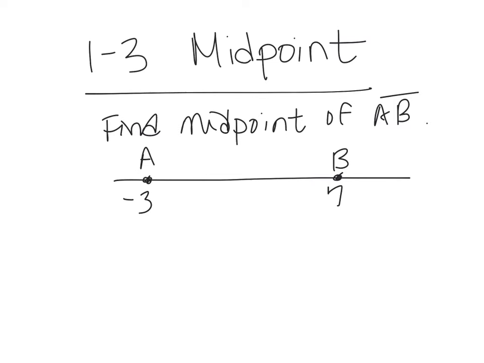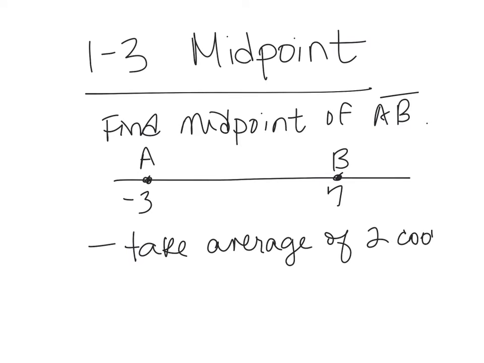It is the one smack in the middle. So basically, you take the average of the 2 coordinates. Officially the midpoint is x1 plus x2 divided by 2. So you add all the numbers together and divide by how many there are to get the midpoint.